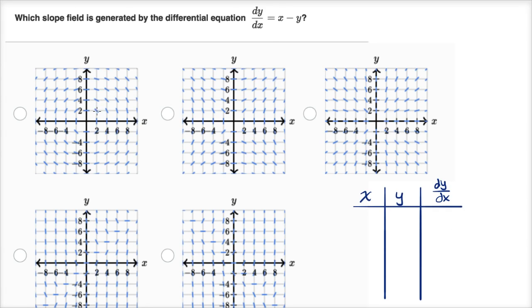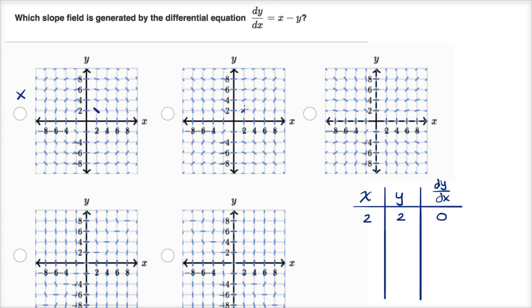Let's think about when we're at this point right over here, when x is 2 and y is 2. When x is 2 and y is 2, the derivative of y with respect to x is going to be 2 minus 2. It's going to be equal to 0. And just with that, let's see, this slope on this slope field does not look like it's 0. This looks like it's negative 1. So already I could rule this one out.